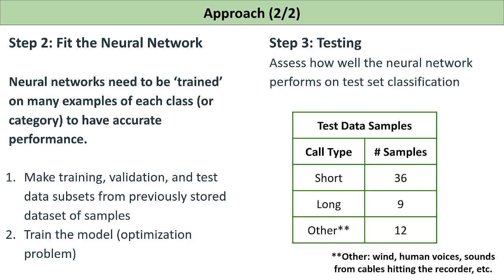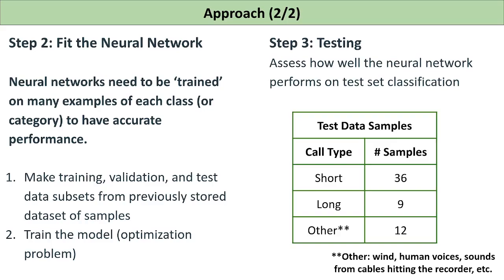Generally speaking, neural networks used for classification need to be trained on many examples of each class or category to have accurate classification performance. The objective is to classify pre-recorded noises as long calls, short calls, or as other noise, where other is a category to separate samples previously extracted in threshold-based detection that were incorrectly identified as pika calls. By including this category in training, we can see how well the neural network may differentiate non-pika noises from actual calls.